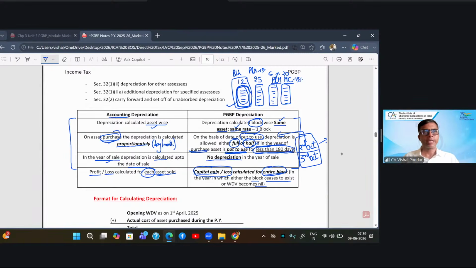First point. And second point, we will do it only in that year in which my entire block ceases to exist. That is, all assets in the block are sold, or the WDV of the block becomes nil. So in short, the difference is that we will not compute profit or loss on sale of an independent asset. We will do it only once, when the entire block is gone, right?